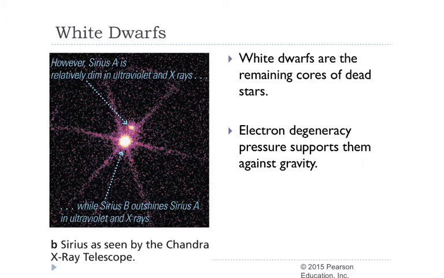And so here we need to see it in X-ray, because that white dwarf is very, very faint, and so we need a different part of the electromagnetic spectrum to be able to detect it there. And here we see a binary system.